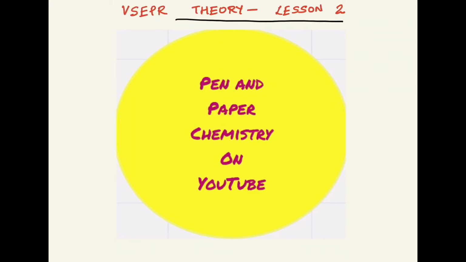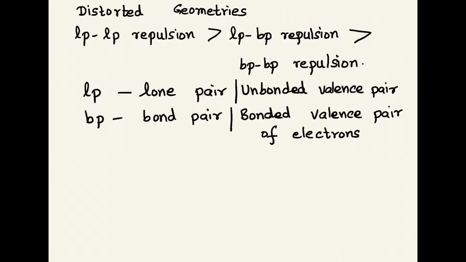For this you will need the entire paraphernalia: a pen, a paper, some old calendar, and definitely some colored pencils will really come in handy. Why? Let's see. Now in this particular video we are talking about distorted geometries. What do we mean by distorted geometries?